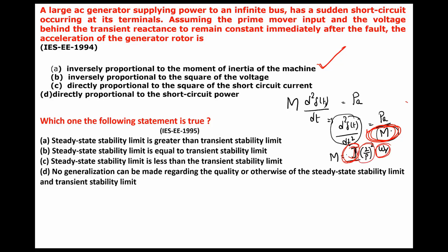Why is this 2 by p converting? We are converting the mechanical momentum into electrical angular momentum. That is the concept. So the acceleration is inversely proportional to the moment of inertia of the machine. Okay. Next, read the next question.